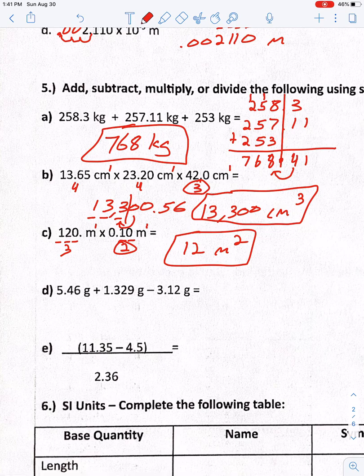Okay, letter D is we have adding and subtracting. Okay, so we can do this multiple ways. So remember, just the stacking. So 5.46 plus 1.329. Okay, so remember PEMDAS. Okay, so adding comes before subtraction. So that is something we need to do first.